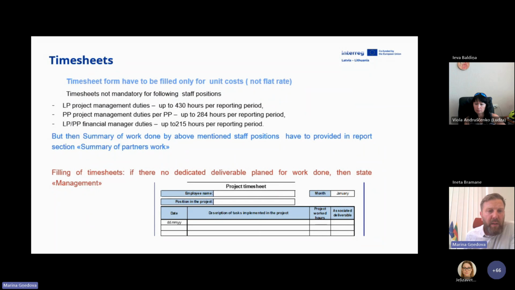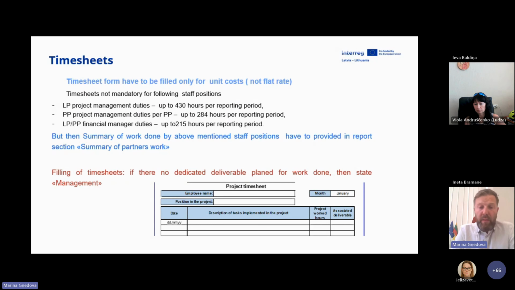Another important reminder, which was not asked, but we touched on before in previous seminars. For the rest of the positions, these timesheets have to be submitted. There is an example of this timesheet in the pictures, so it's quite straightforward. It's a date, description of the duties, number of hours worked per project, and also the associated deliverable. So you have to link it with a planned deliverable.